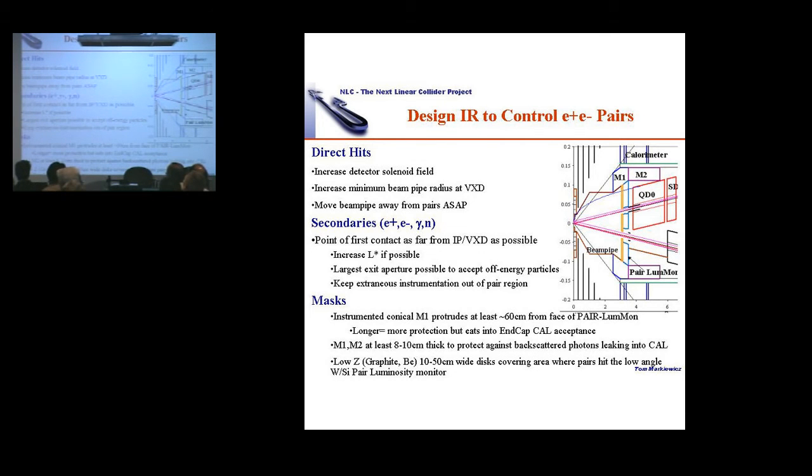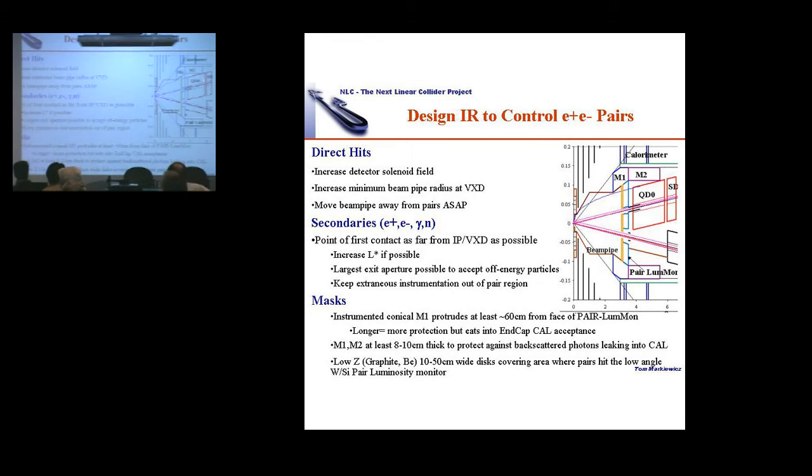That's the beam pipe in this picture over here. You move the point of first contact as far back as you can. This is the exit line over here. You try to keep the exit aperture as big as possible so that as many of these things go out and away as far as possible, so that they interact in these magnets over here sufficiently far from your detector that they don't bother you. You try to keep any extraneous detectors out of this region where these particles can hit and then produce photons and particles which can shine back into your detector.